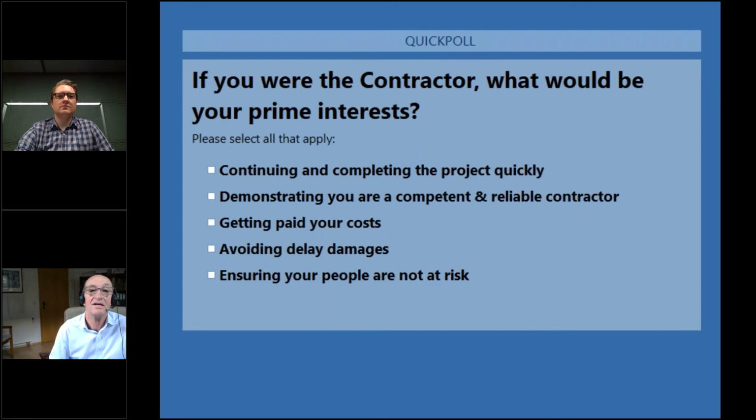And then it's about thinking about the meeting itself and where we're going, what the real drivers are, and what are the things that are going to get us eventually into an agreement. And I'd like to explore with the delegates today what they think would be the prime interest in this situation. Wayne, can you run it up? So again, you can vote for more than one of these items, but if you were the contractor, what would be your prime interests?